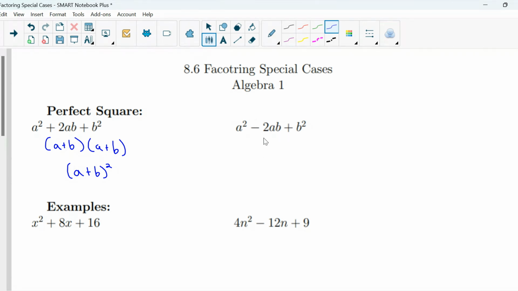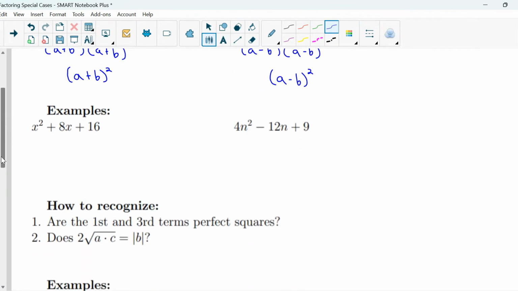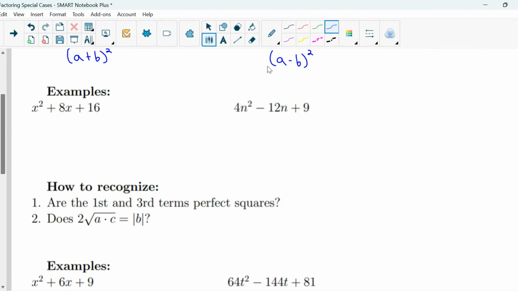Similarly, when you are subtracting 2ab, you could write this as a minus b times a minus b, or just a minus b squared. So let's take a look at one of the examples. So for these examples, the first thing I would do is identify your a and b value.